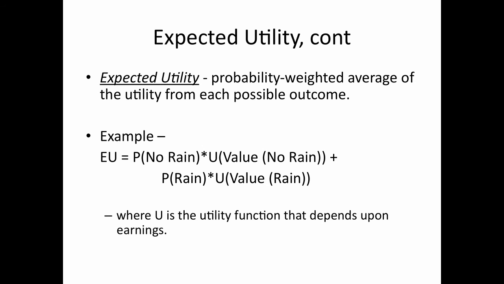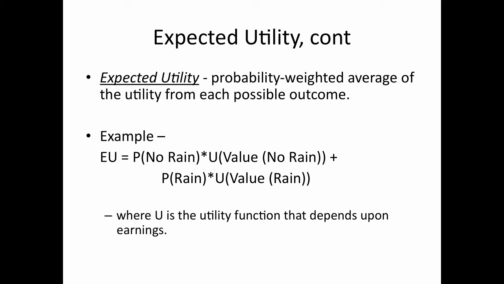Expected utility is very much like expected value. It's a weighted average, only now it's a probability weighted average of the utility from each possible outcome. Now you might be wondering what I mean by utility, and we're going to talk a lot more about this during the semester. But briefly, the way to think about utility in this context is that it's the benefits or the pleasure that one enjoys from the amount of money that one has earned. So because of that, we often talk about utility of wealth or utility of income or utility of earnings.